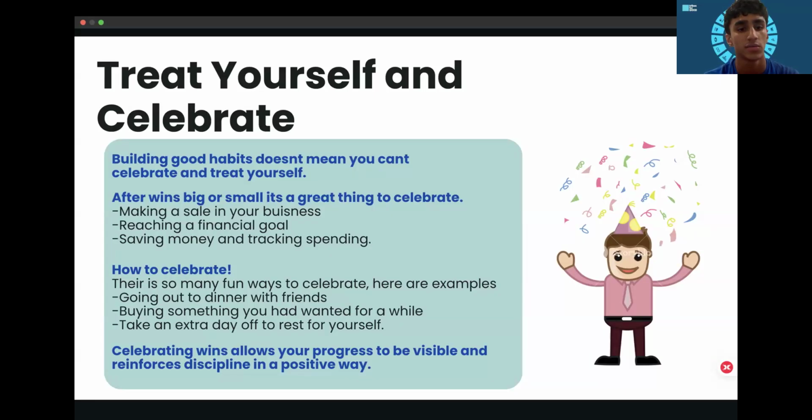And how to celebrate? Well, there are many fun ways to celebrate, but here are just some examples. Going out to dinner with your friends, buying something that you had wanted for a while, and taking an extra day to rest, because you've got to put yourself first. Celebrating wins allows your progress to be visible and reinforces discipline in a positive way.